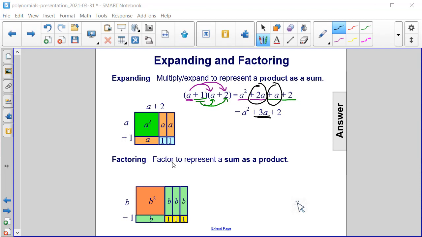The other term is called factoring. We usually factor to represent a sum as a product. So in this case, if we had b squared plus 4b plus 3, how could we rewrite that as b plus 1 times another factor?